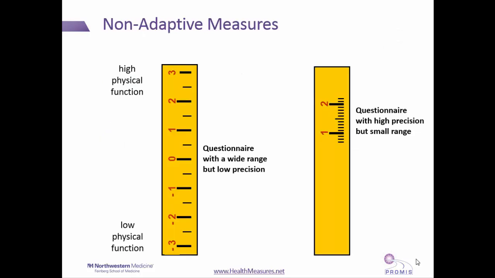CATs don't have a problem that you see with fixed-length static short forms. In a short form, the range of what can be measured is fixed, and there is a limited amount of precision. On the left is an example of one short form that covers a wide range of physical function, but is only able to provide a gross estimate, represented by having few tick marks. On the right is a different short form that can offer a very precise estimate of physical function, but only in a very narrow range.